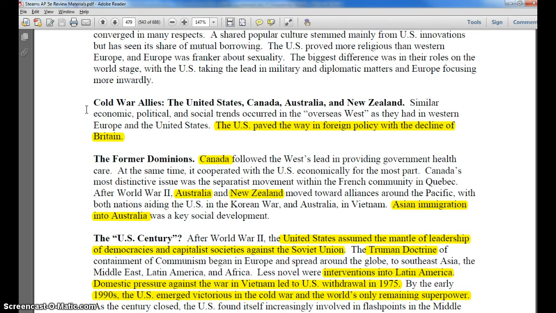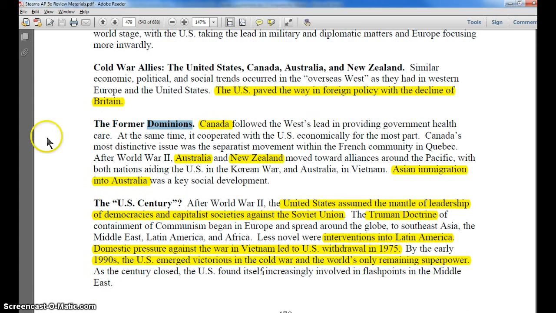Since Britain is losing its colonies, Britain's empire is shrinking. And so we incorporate Canada, Australia, New Zealand. Those are dominions that used to be part of, in this case, Britain. And so they become a part of the larger world because they're not under the thumb of Britain as much.